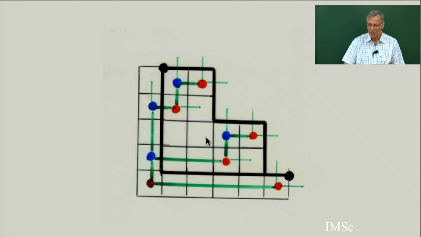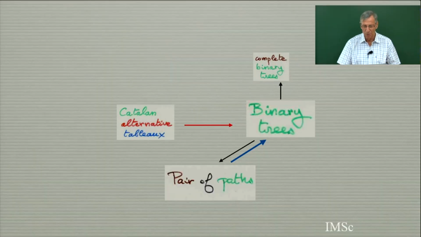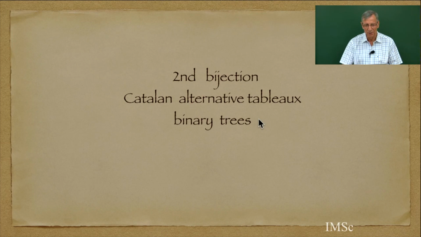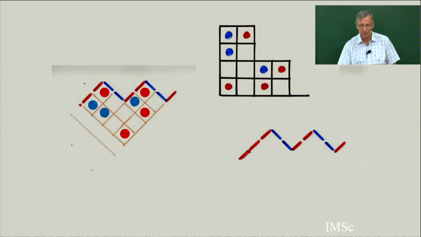So I claim this is a bijection. If you have a binary tree, you can reconstruct the Catalan alternative tableau. There is a different way to reconstruct. One way, in fact, is to go through a pair of paths, or to give a second bijection between Catalan alternative tableaux and binary trees. So you can describe this bijection. I will just show this bijection in a second, different way.